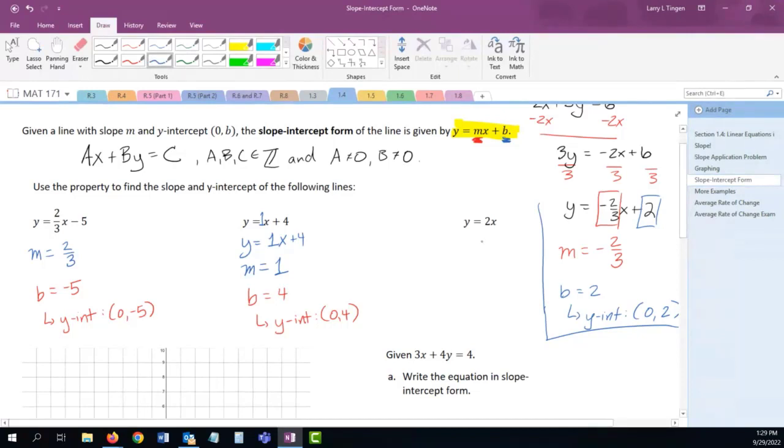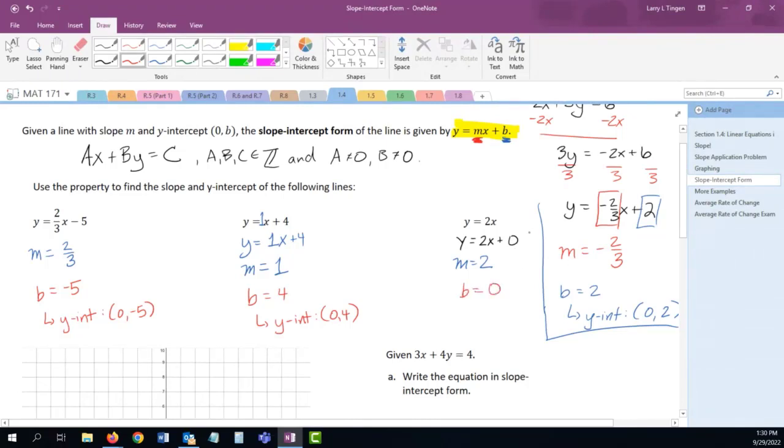And then lastly, over here, y equals 2x. Slope is easy here because m is 2. The y-intercept may not be so easy, so let me add something to it. I have y equals 2x. Is y equals 2x and y equals 2x plus 0 the same thing? 0 plus 2x is still 2x, right?